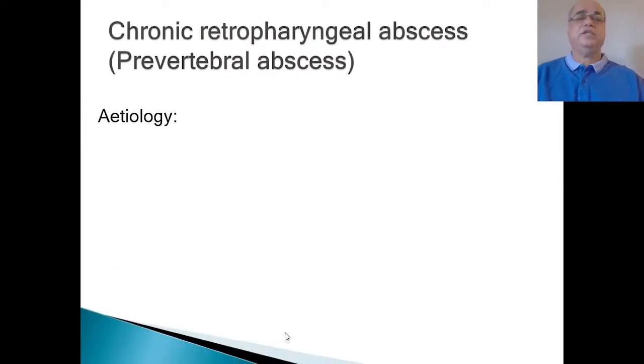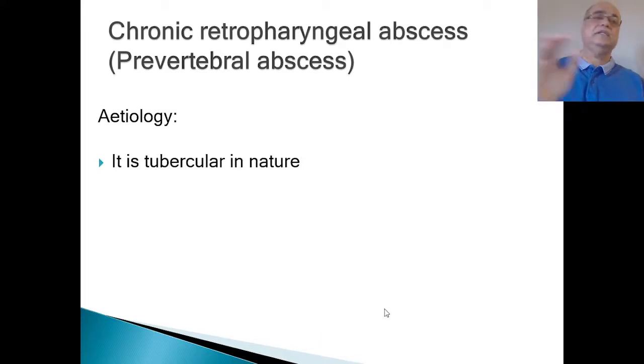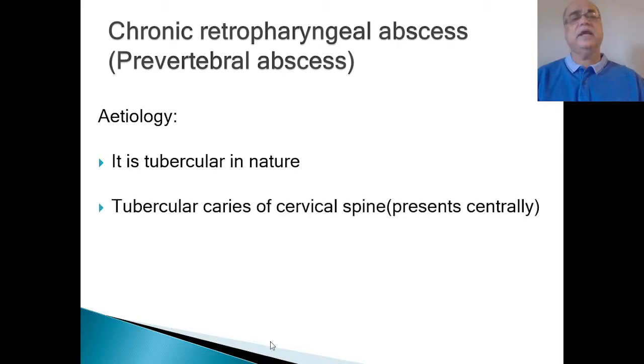Now, chronic retropharyngeal abscess is also called a prevertebral abscess. If it is there in the prevertebral space, it is tuberculous in origin. This is a must: a chronic abscess is tuberculous, either in the retropharyngeal space or in the prevertebral space. If it is in the prevertebral space and seen in adults, it is due to tuberculous caries spine, tuberculosis of the cervical spine, and on examination there will be a swelling or bulging of the posterior pharyngeal wall in the midline, in the center.